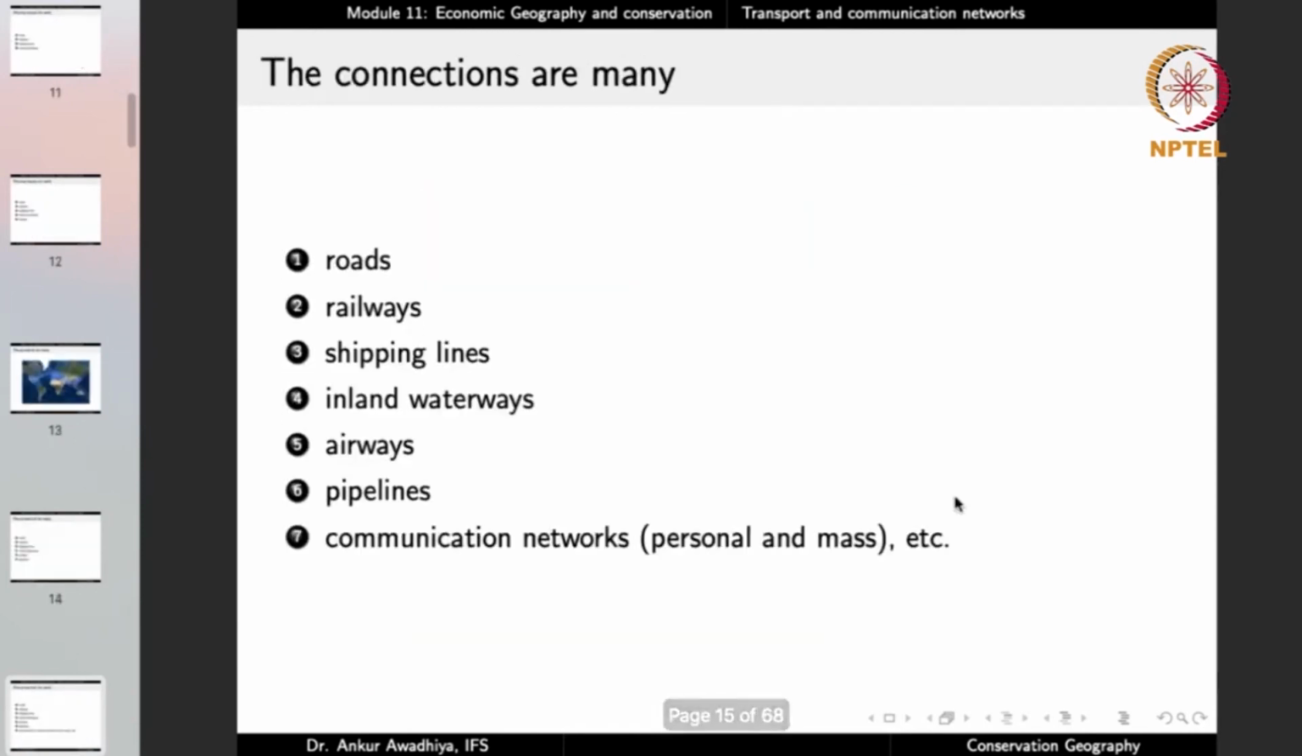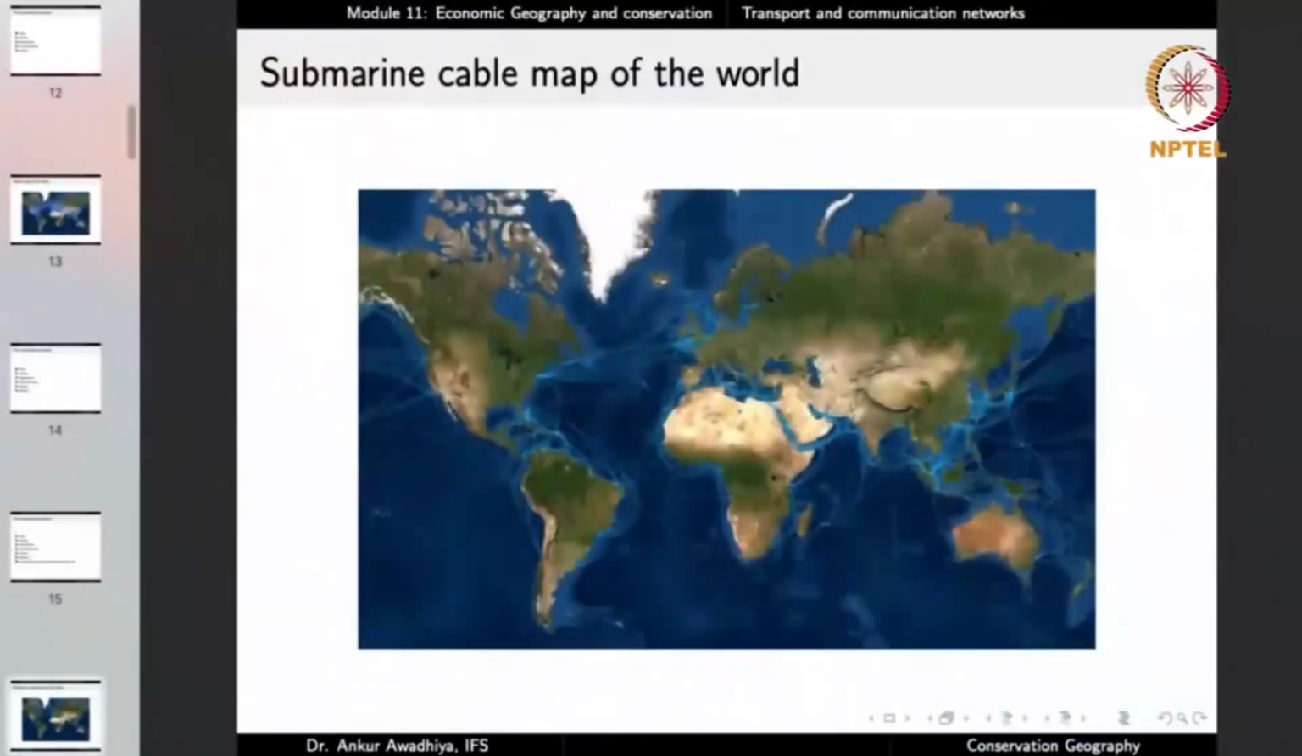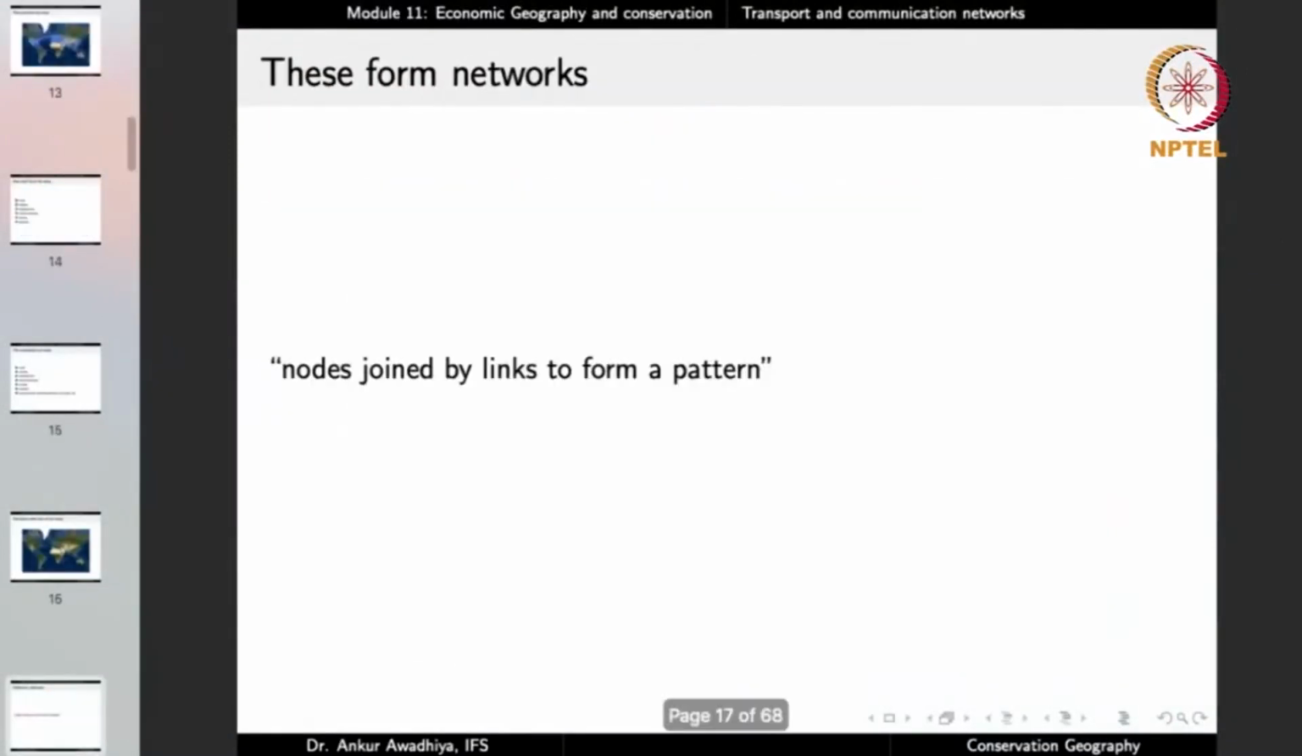We have pipelines, and we have modes of communication networks, including personal communication networks and mass communication networks, such as the use of cables. This is the submarine cable map of the world, which shows the locations where we have the submarine cables below the sea. And these are the cables that carry the data and information from one place to another. So, for instance, when you make use of internet, the data is moving through these submarine cables to reach your devices. So there are a lot of modes of transport and communication, and these are forming networks.